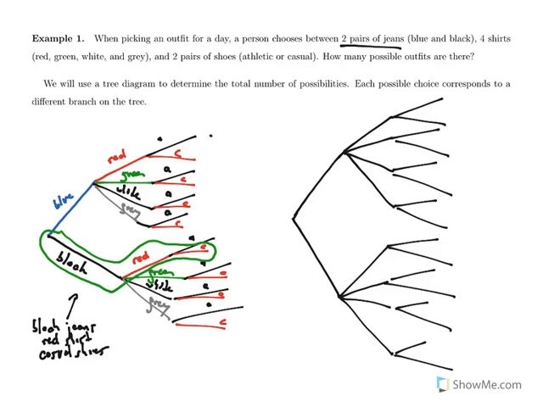And each branch here represents a different outfit that we could choose. And it represents all different outfits that we could choose. And together there are 16 options. So we just counted the total number of options using a tree diagram to kind of help us look at all of that.